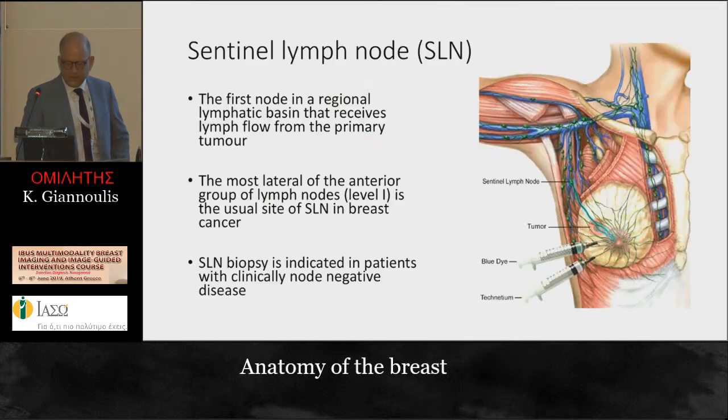Finishing, two words about sentinel lymph node. The sentinel lymph node is the first node in a regional lymphatic basin that receives lymph from the primary tumor. So the first node that receives the lymph from around the primary is the sentinel node, and it is usually the most lateral of the anterior group of lymph nodes, level 1, as far as breast cancer is concerned.